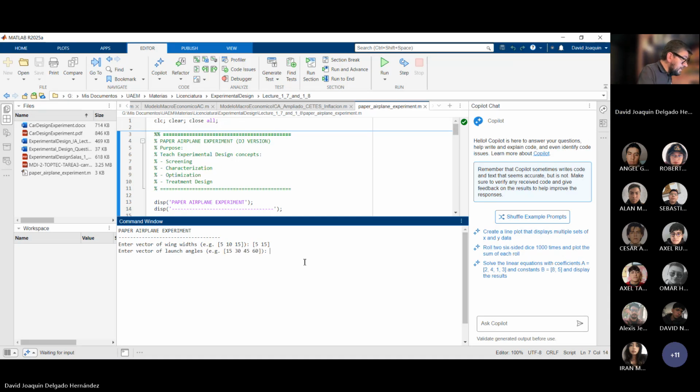Then enter the vector of launch angles. Let us suppose that we only have two different angles. Imagine that we have 15 degrees on the one hand, and let's suppose 60 degrees, okay? We have only two, this will be equivalent to the experiment that you carried out at home, okay? You only had two different values for the variables, low and high, small and large, okay? So let us run.